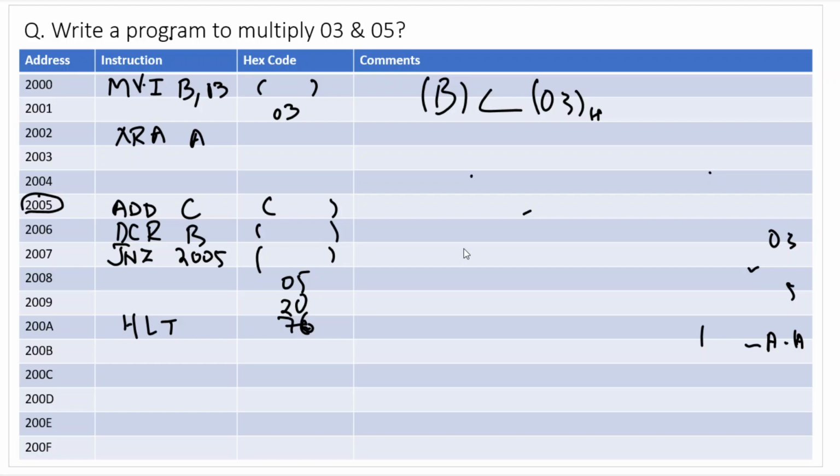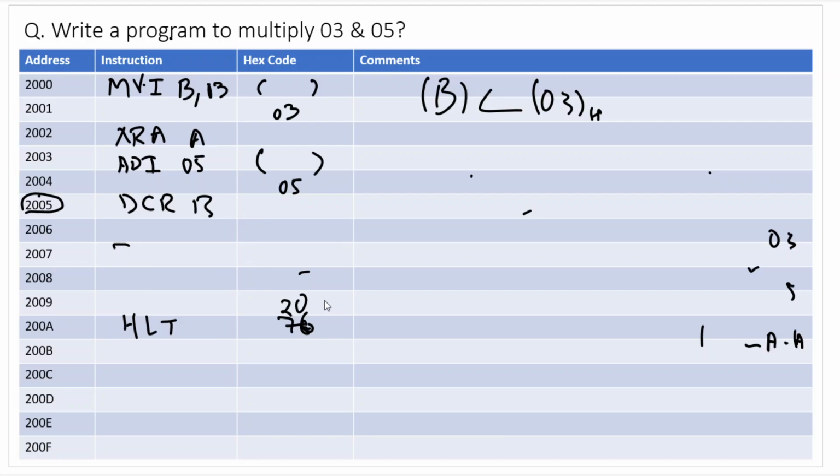Now what we'll do, we will write the instruction ADI05. So instead of storing 05 in C, with ADI05 we are directly adding 05 to accumulator. This instruction has its own opcode, and you also have to write the data byte 05 here. So that space will be taken up here. Rest of the instructions will be same. So DCRB will shift here, JNZ will shift here. JNZ is a 3-byte instruction, and halt will shift here.